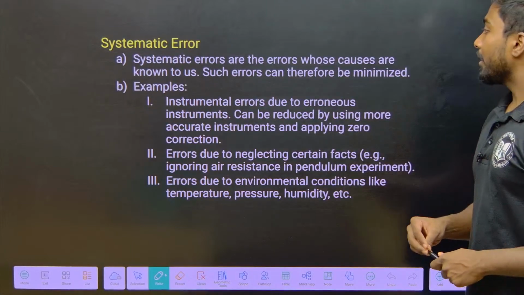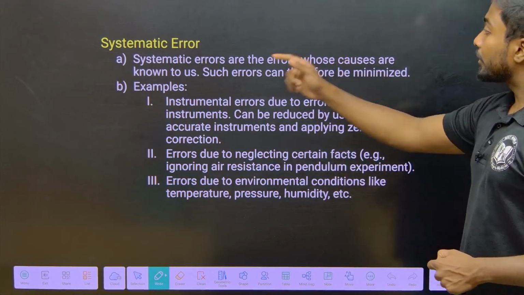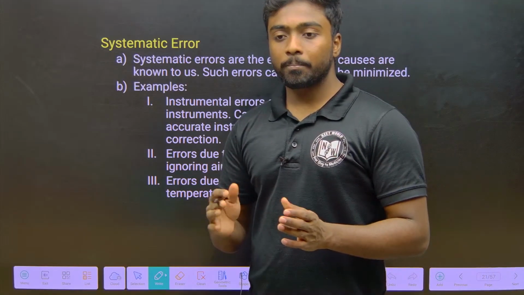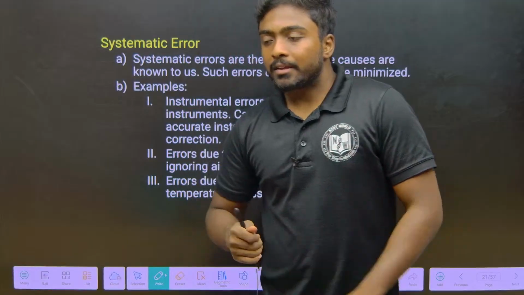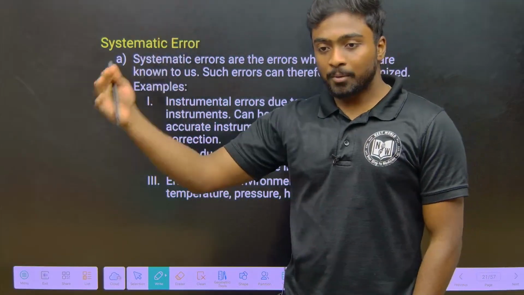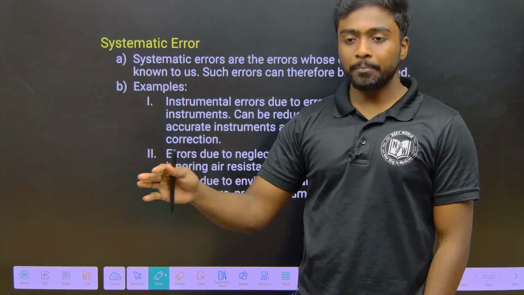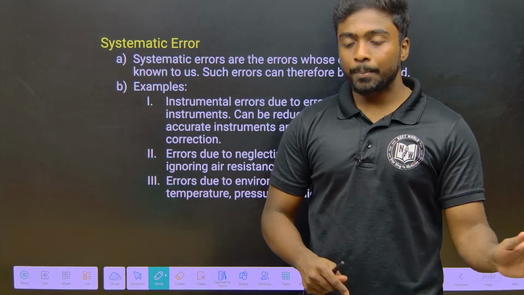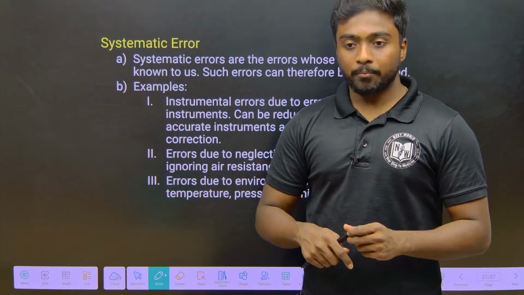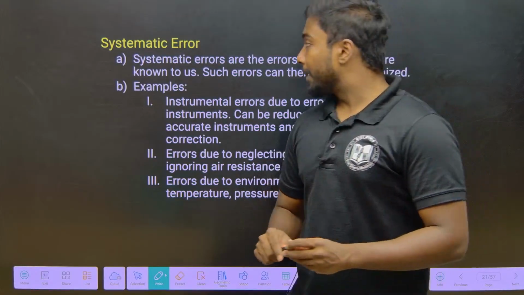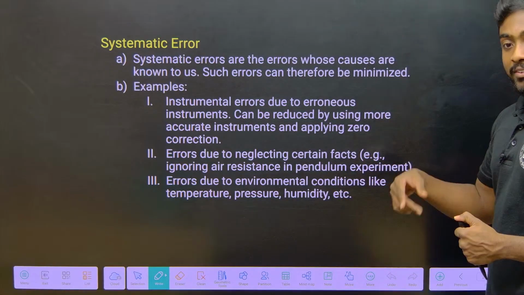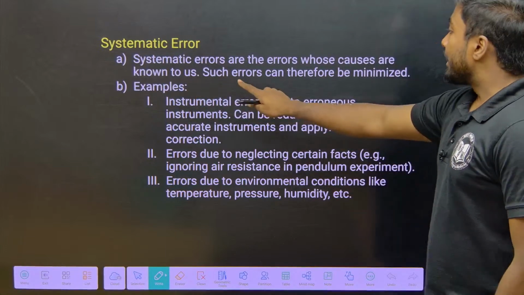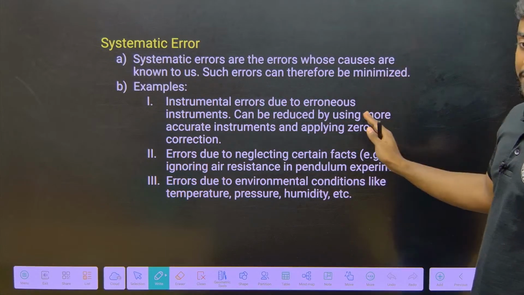Systematic errors are the errors whose causes are known to us. If I go to the gym and measure my weight, it will show some x value. If I come home and measure the weight, it will show some y value. I can say it has varied. I can see visually. But for the random error, the second topic, I will complete this one first. So which is known to us, such error can therefore be minimized. I can minimize that error.